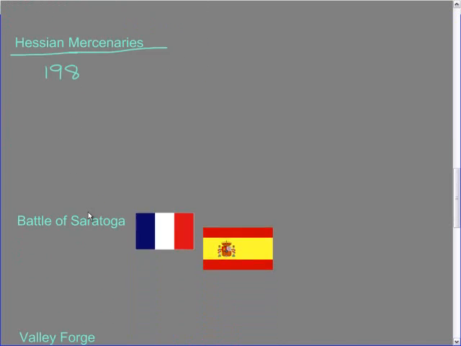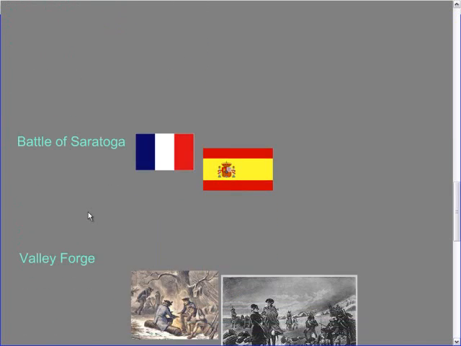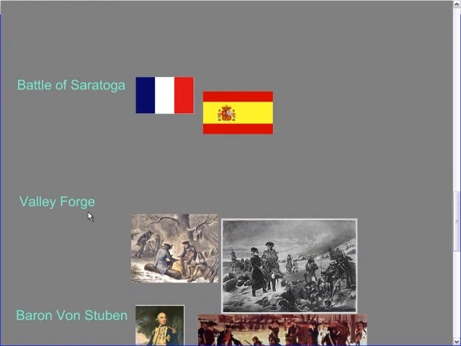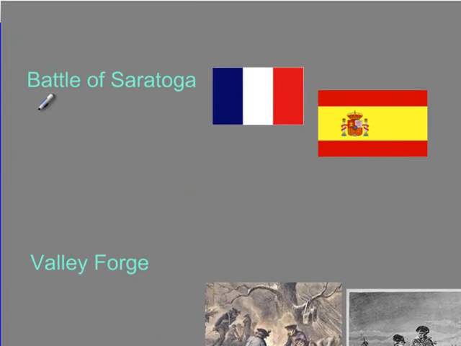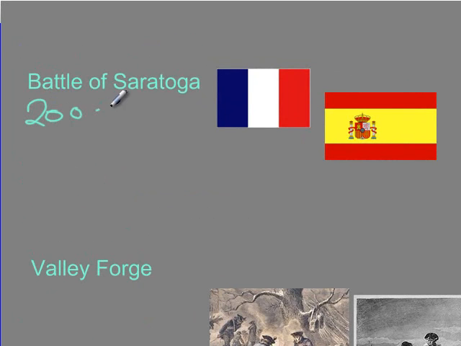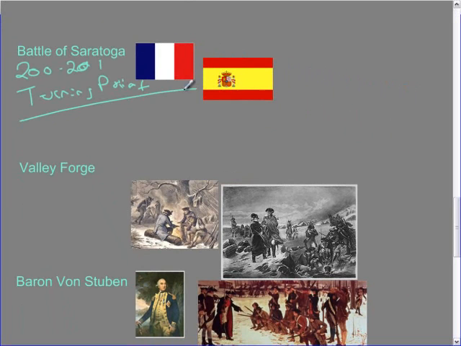So then we actually get into some actual battles. The Americans aren't doing so well. They don't have a lot of supplies. They don't have a lot of money. Things are not going too well until the Battle of Saratoga, which is on page 200 through 201. And this is not a 6, it is a 0. Battle of Saratoga, we call this, if you remember, the turning point of the war.